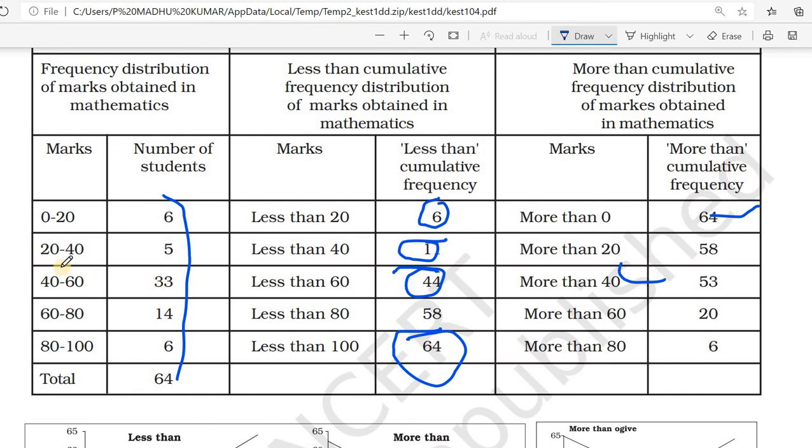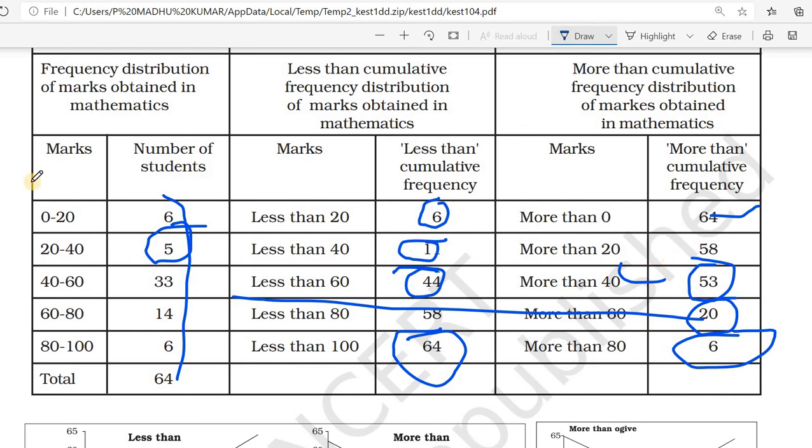Okay, next one. More than 40, what is the value here? It is 58. From 58 we need to subtract the frequency: 58 minus 5 is 53. Next we subtract 33: 53 minus 33 is 20. Next one, 20 minus 14 is 6. Okay, then we got the more than values also.